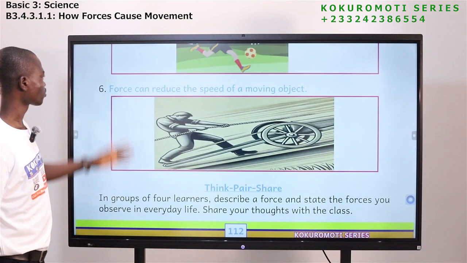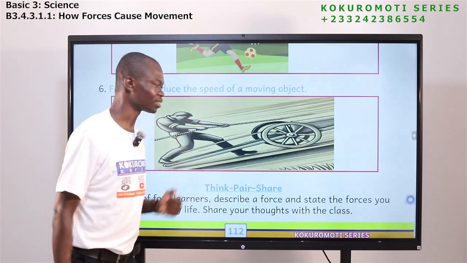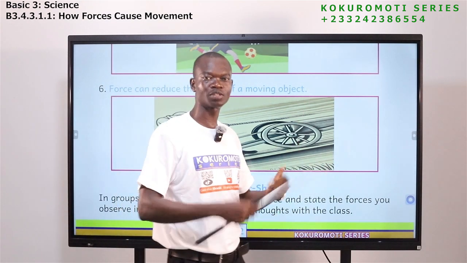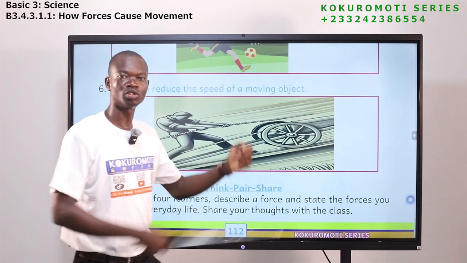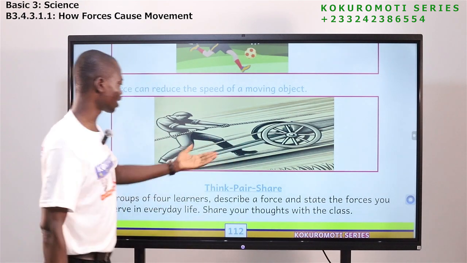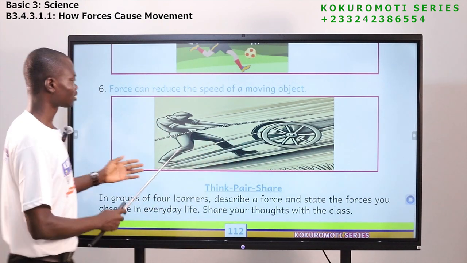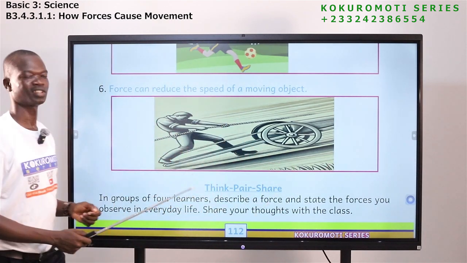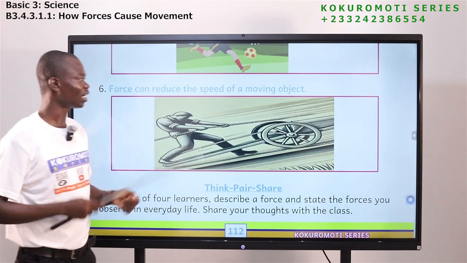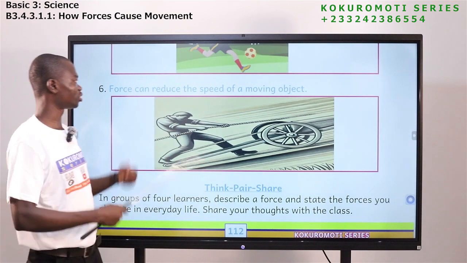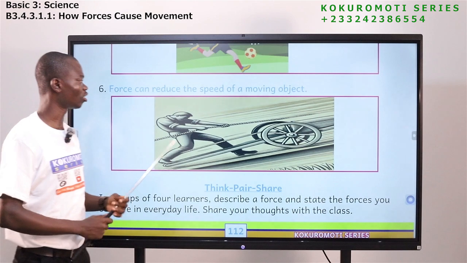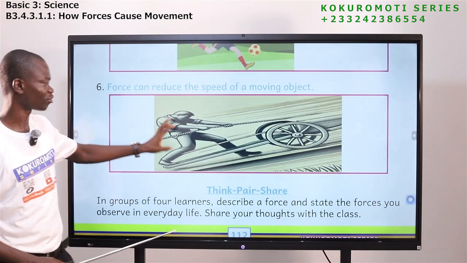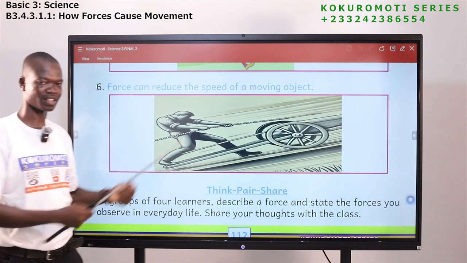Now let's continue. Force can reduce the speed of a moving object. Sometimes, if something is moving and you want to reduce its speed, you can apply force to it. If you look at this man, you see an object is moving, but the man says no, I don't want the object to move at that pace. So he's using force to reduce the speed at which the object is moving. The man is applying force here, trying to pull the thing.